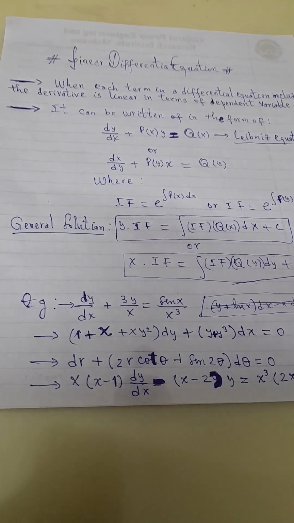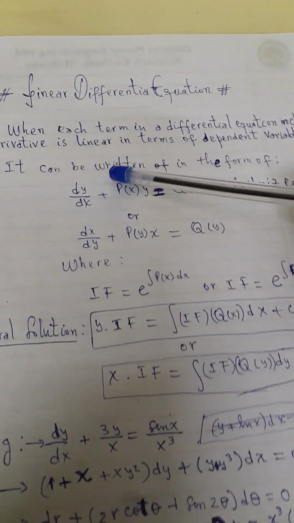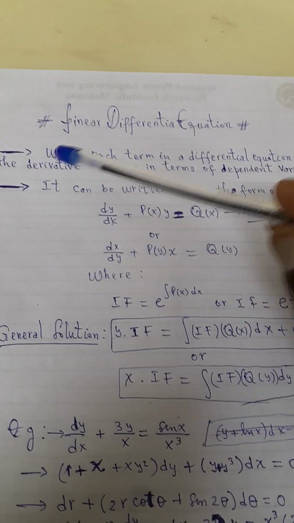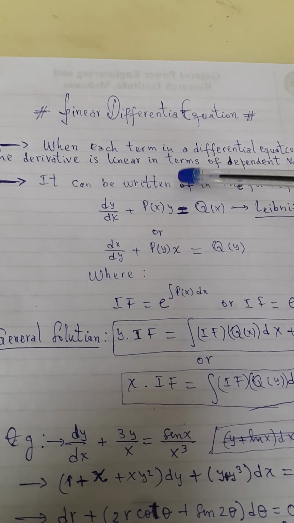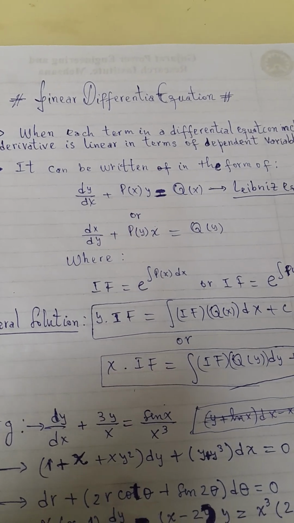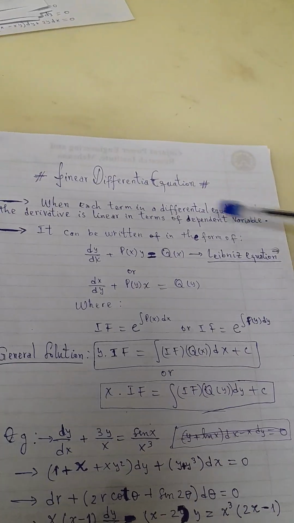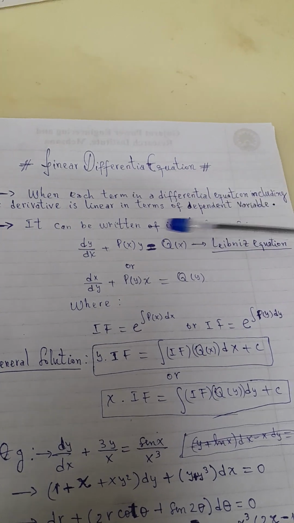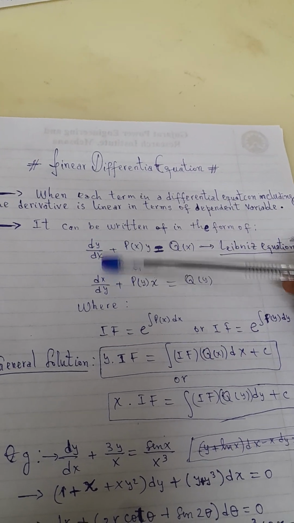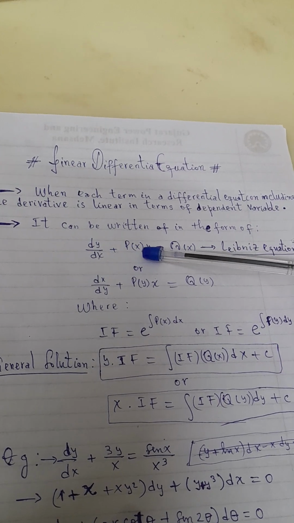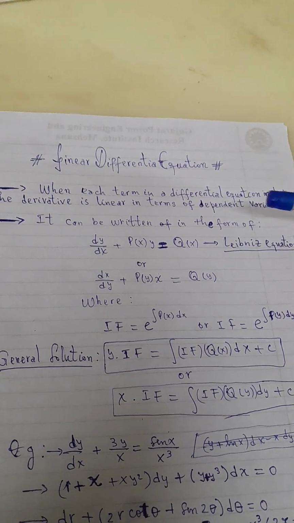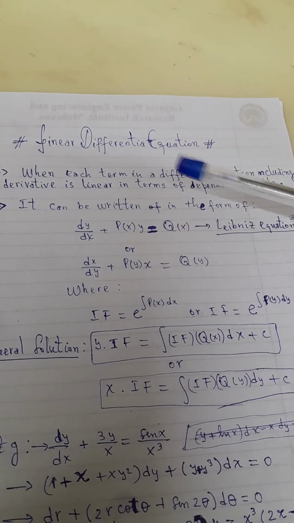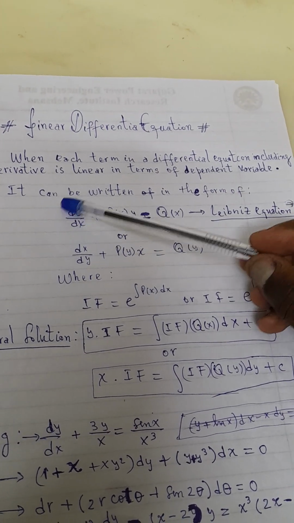We have a linear differential equation when each term in a differential equation, including the derivative, is linear in terms of the dependent variable. In a nutshell, it is a linear differential equation if I can write the equation in this form: dy/dx plus p of x times y equals q of x. Now, how to understand this? It's a linear differential equation when the derivative is linear. Here we have a linear derivative.